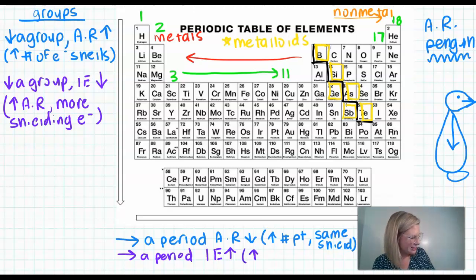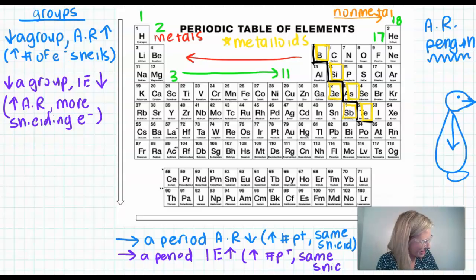We have an increase in the number of protons. As a result, that nuclear pull is much stronger, right? And it would be a lot harder to pull an electron away. So again, it's literally the same explanation, same shielding electrons.